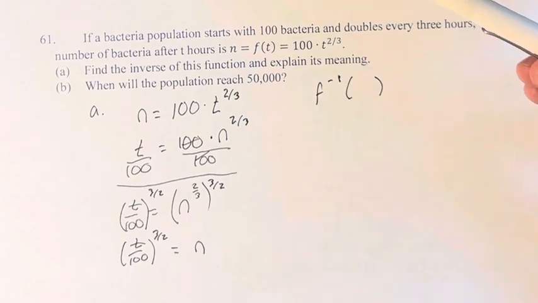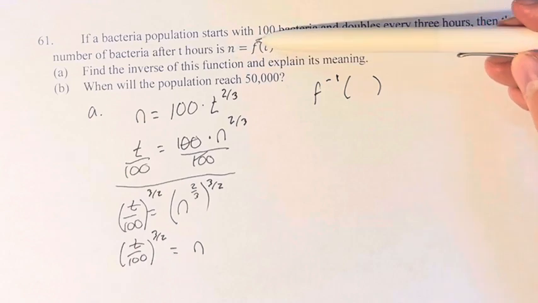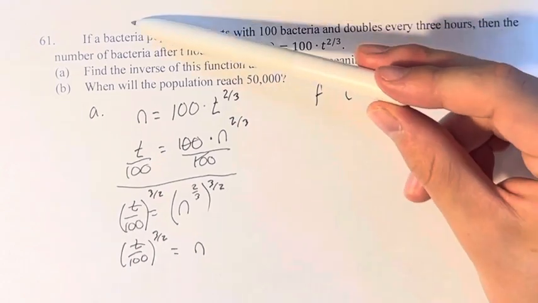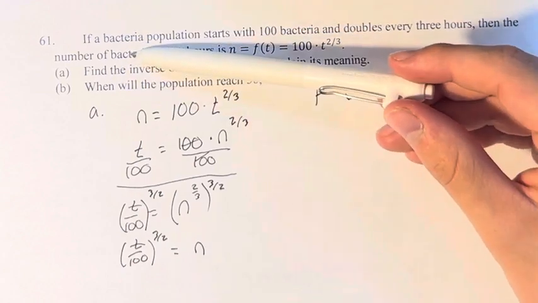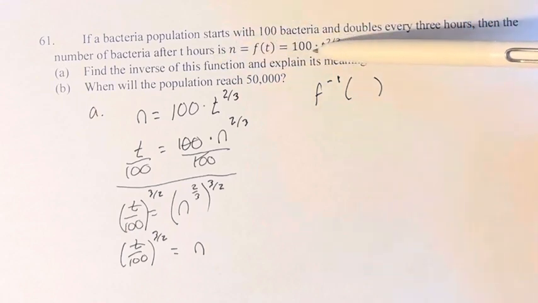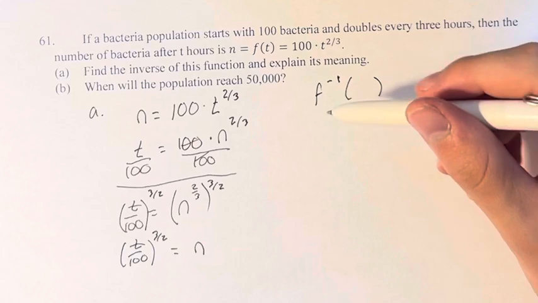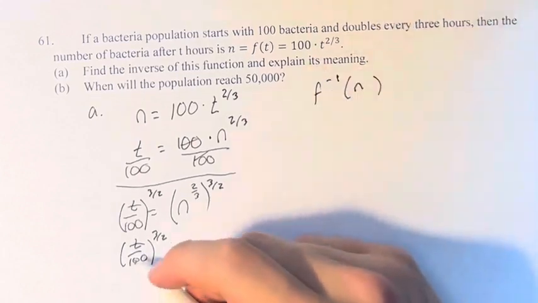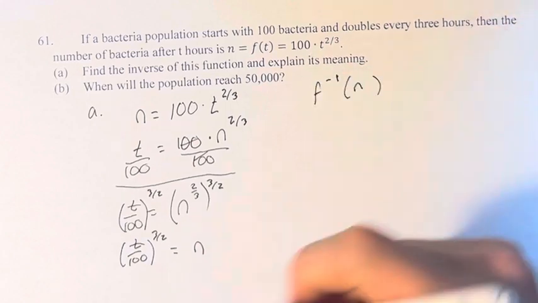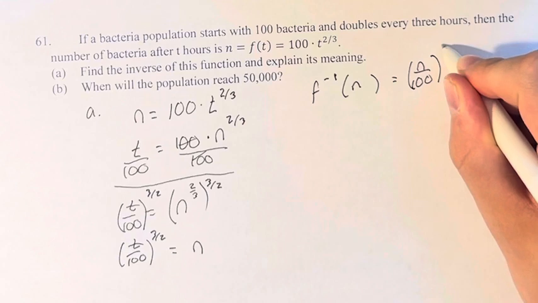This is the number of bacteria after t hours, n equals f of t. The inverse is the number of hours at a certain amount of bacteria. So it's the opposite. So here we plug in the time to get the bacteria. Here we plug in the bacteria, n, to get the time. So this function is n over 100 to the 3 over 2.